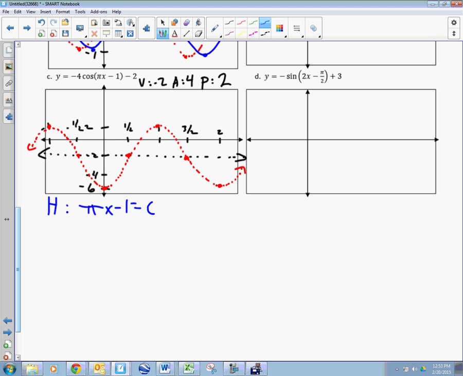Pi x minus 1 equals 0. So you get pi x is equal to 1, so x is equal to 1 over pi, or approximately 0.3. So how does 0.3 compare to a tick mark? A little bit more than halfway, right? Halfway would be 0.25 of a tick mark. So we're going to go each one just a little bit more than half of a tick mark. So this is really an estimation.